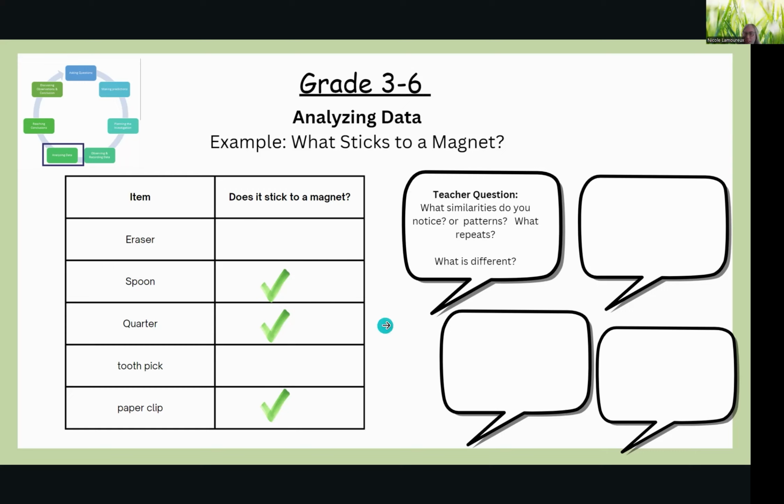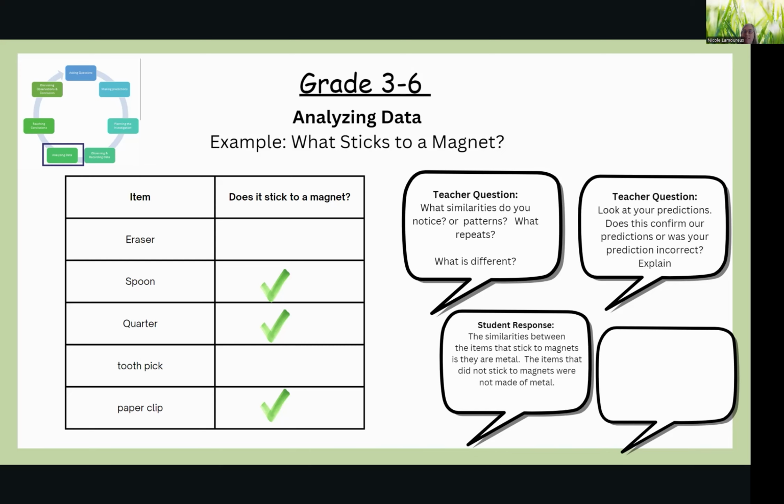So a student response, let's say they think, pair, share, they can write about it, that's up to you. The student response could be: the similarity is all the objects that stick to magnets are made of metal material, and the objects that do not have metal, that's the difference, do not stick. So this is pretty straightforward, right?